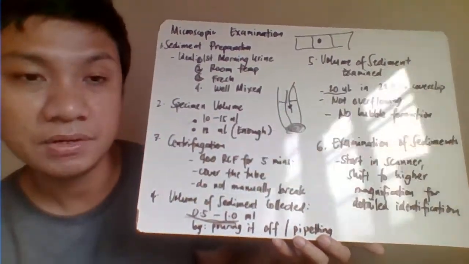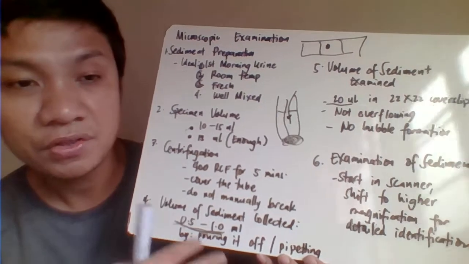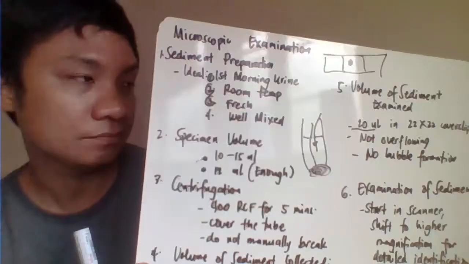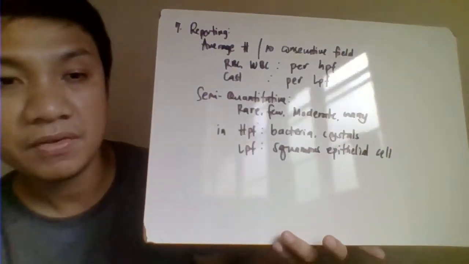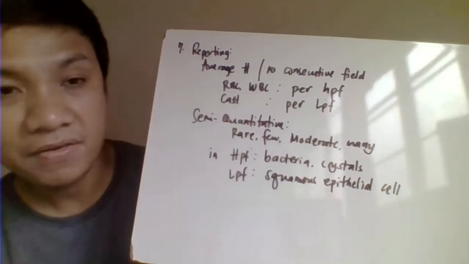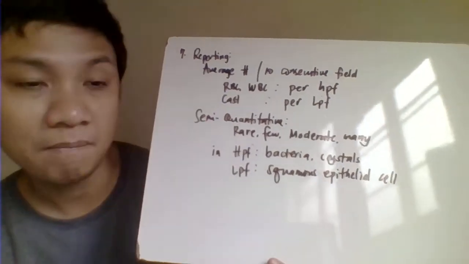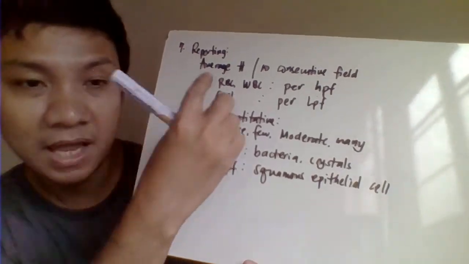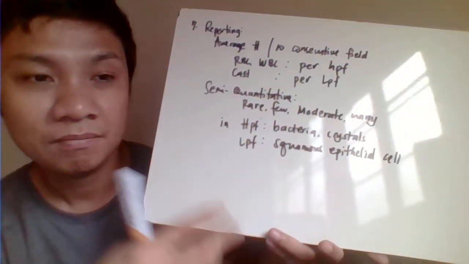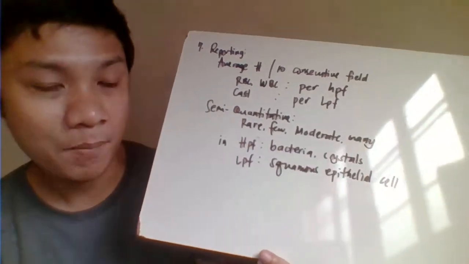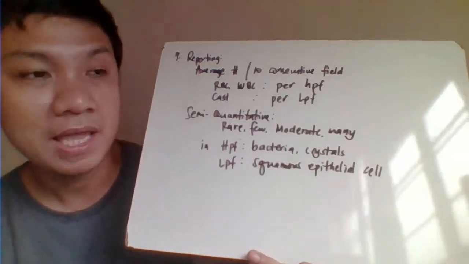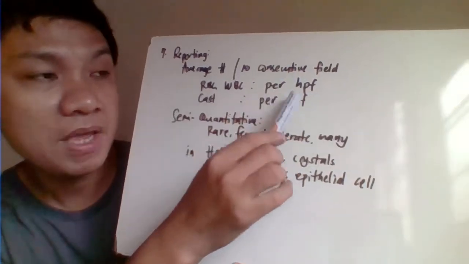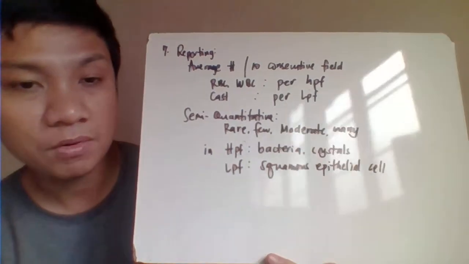Start with the scanner, shift to higher magnification in order for you to scrutinize the morphology of your cells in order for you then to identify them correctly. Okay, then we have here the reporting of your urinary sediments. So you can have here your quantitative as an average number per 10 consecutive fields. So 10 fields, 1, 2, 3, 4, 5, and try to estimate as to the number. We tend to report the quantitative as an average number per 10 consecutive field per HPF in the case of your RBC and your WBC.